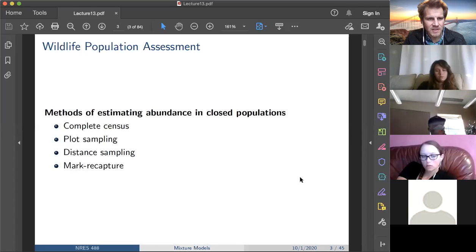So we've already talked about this, methods that we look at for estimating abundance. That's the big picture. We're interested in estimating what big N is, the population size of some wildlife population, because that's important for a lot of reasons. So we're on mark recapture methods now. We've talked about the other methods.